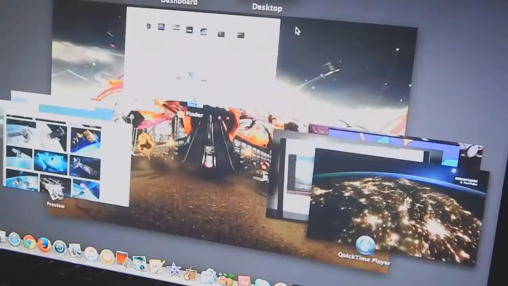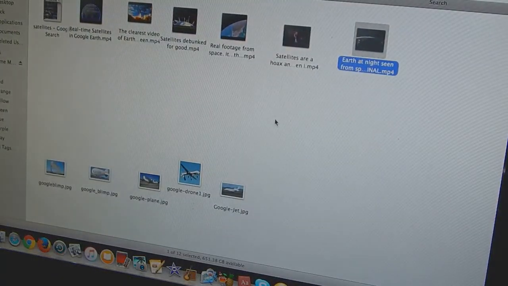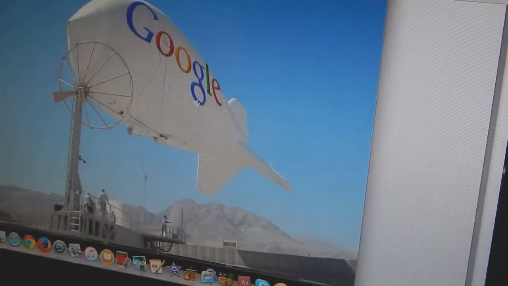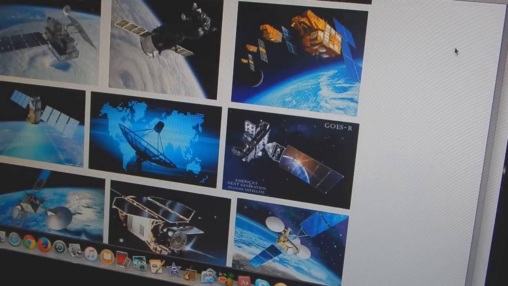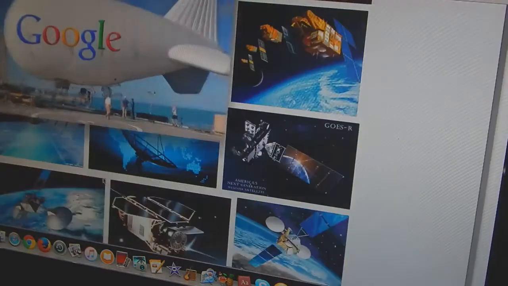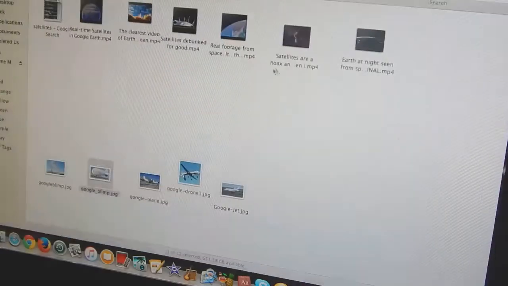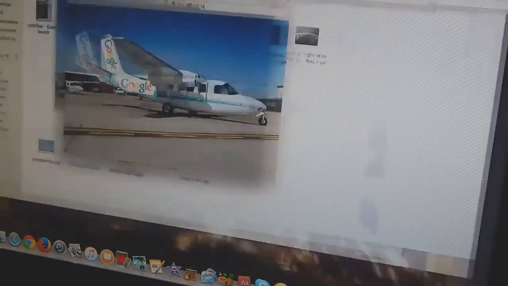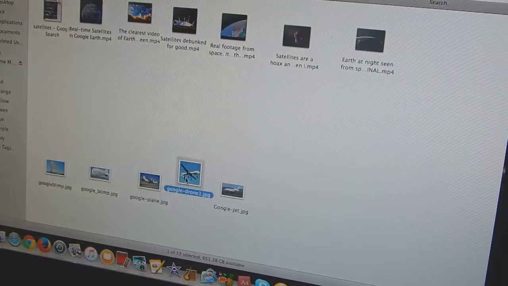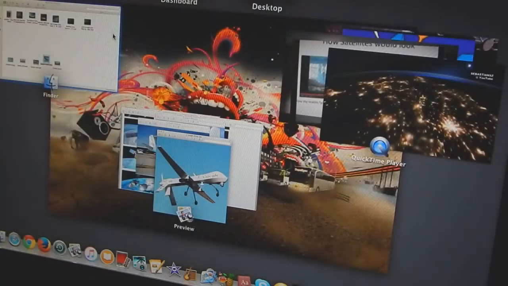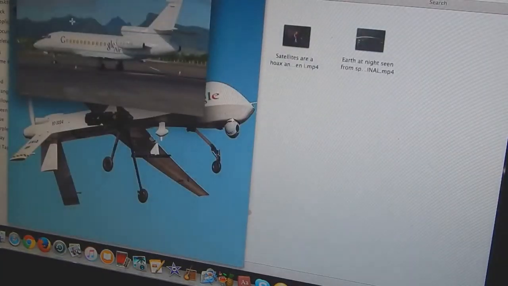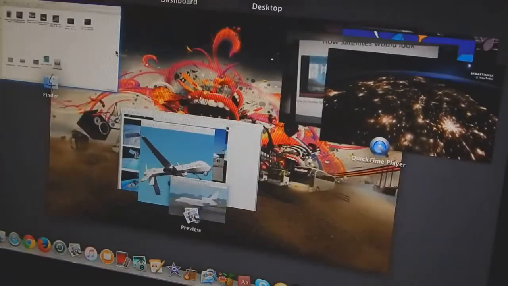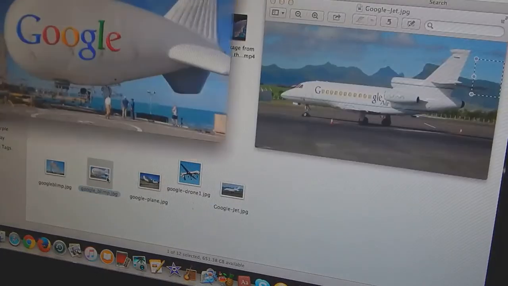So my friend was asking me, how do they get the satellite images on Google Maps? Well, here's how. They got blimps. They got Google blimps. They got hot air balloons. They got Google planes. They got Google drones. Google planes, Google drones, blimps, hot air balloons, you name it. They got it all.